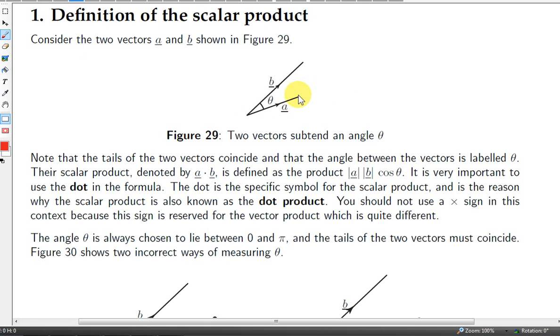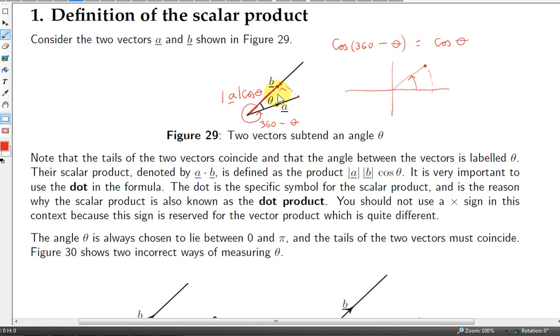Of course we could think of it this way. We could get the projection of A onto a line through B. So we take the tip of A, the head of A, project at right angles onto B, and the length of this red line is the magnitude of A cos theta. So we just multiply this distance here by the magnitude of B to get the dot product.